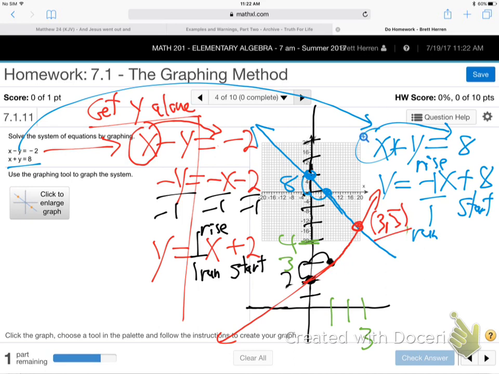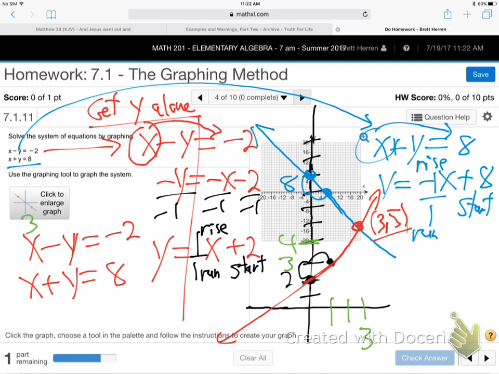Now how do I know it's over 3, up 5? Well, I've already solved the problem. How could you check it though? What if you thought, I think it's 3, 5. How could you check to make sure it's really 3, 5? You could take, let me rewrite the two equations right here real quick from the beginning. You could take the two equations and you could plug in 3, 5. You know what I mean?